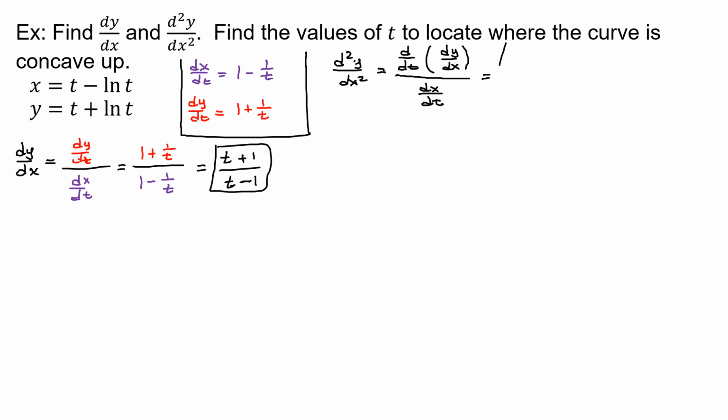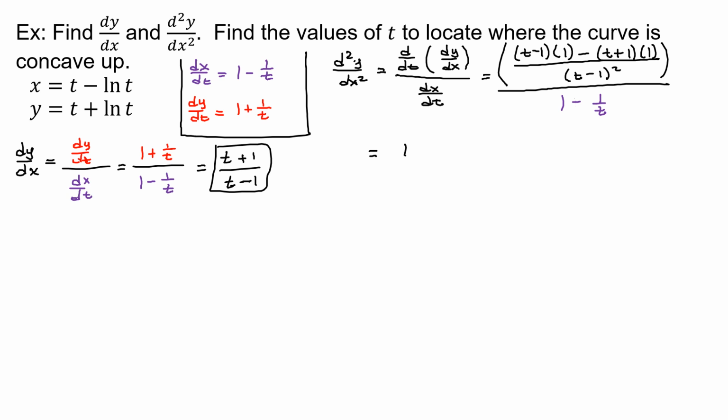It would be the bottom times the derivative of the top minus the top times the derivative of the bottom, all divided by the bottom squared. But don't forget to divide by the extra 1 minus 1 over t. And then we just need to simplify this thing. The top part is just t minus 1 minus t minus 1, all over t minus 1 squared, all divided by that same 1 minus 1 over t.